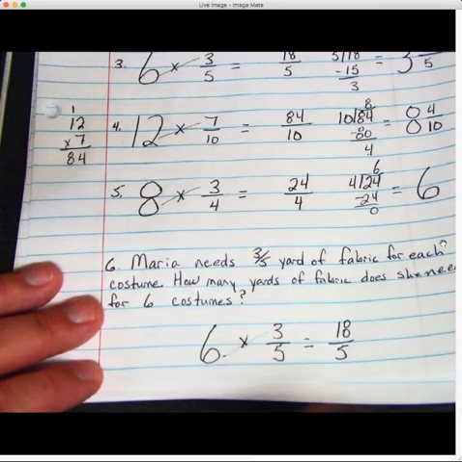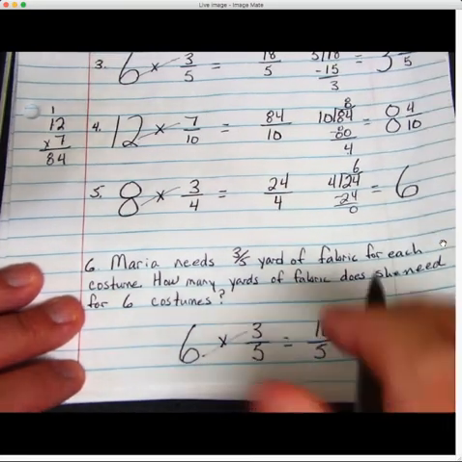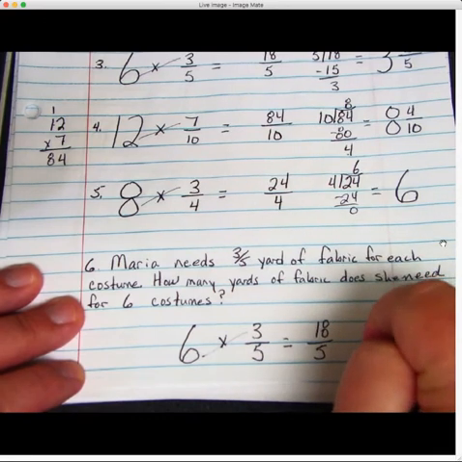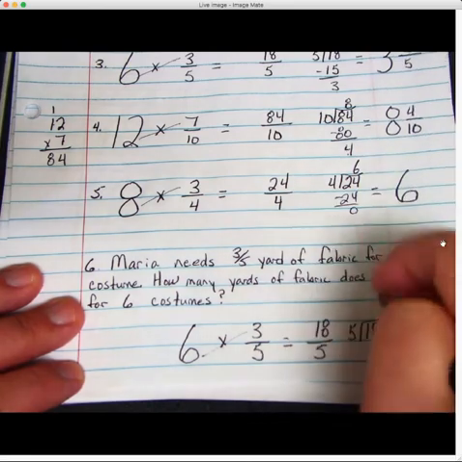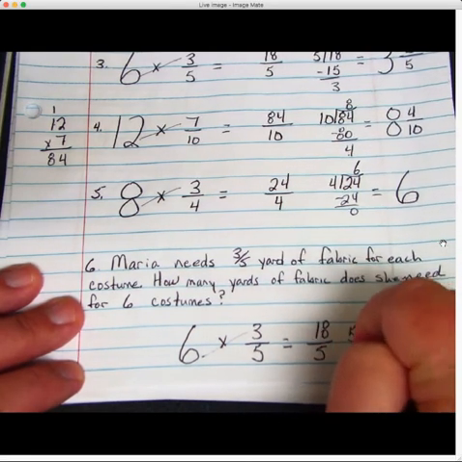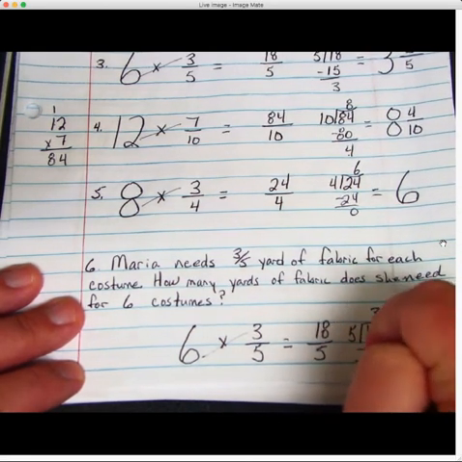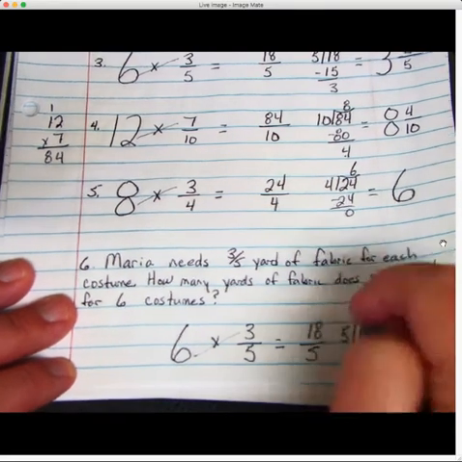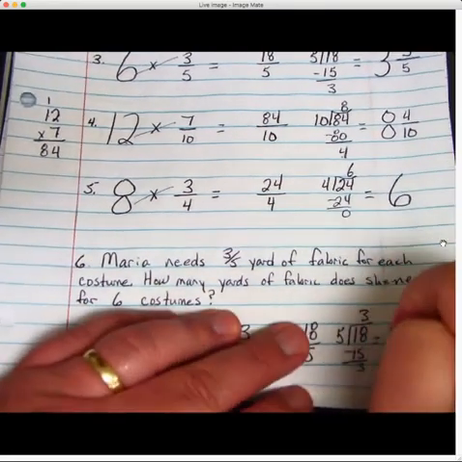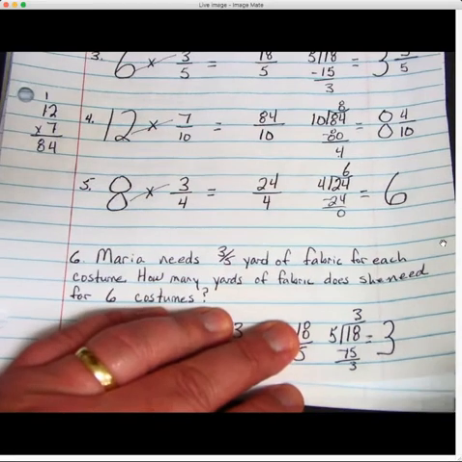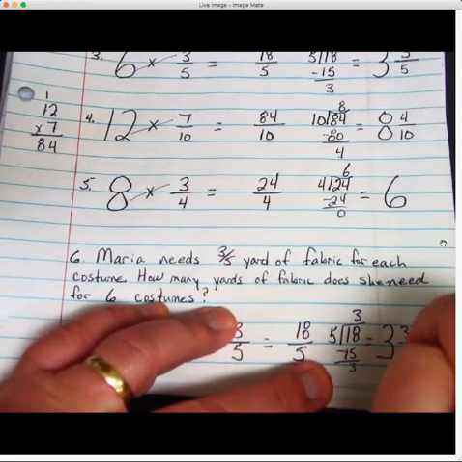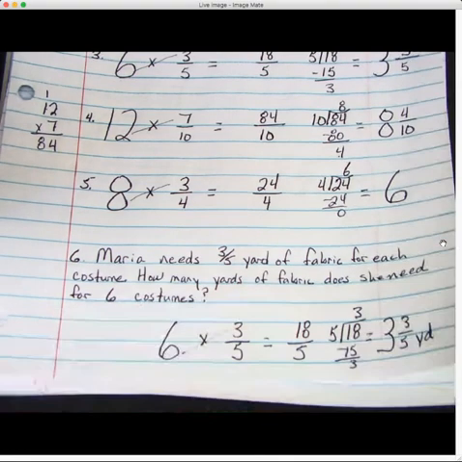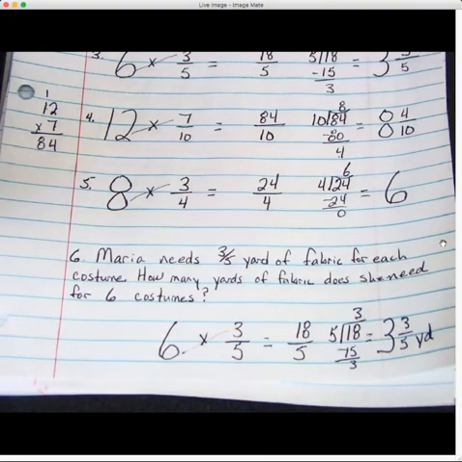Well, we need to simplify that. It's an improper fraction. So we're going to do 18 divided by 5. It will go 3 times. 3 times 5 is 15. 18 minus 15 is 3. So our answer is she will need 3 3/5 yards of fabric. 3 3/5.